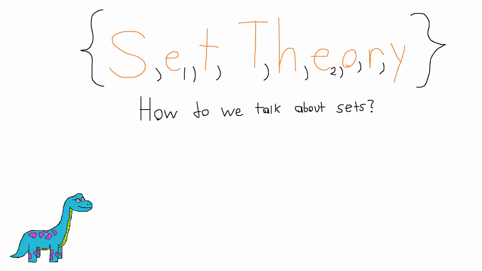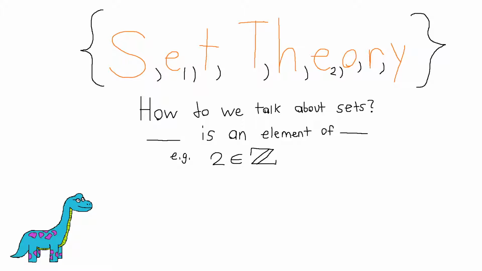Now let's talk about how we talk about sets. We often refer to objects being present in a set. So we say that blank is an element of the set blank. For example, we might say that 2 is an element of the integers, and we would write that out using this trident symbol, which directly stands for, quote, is an element of, end quote.